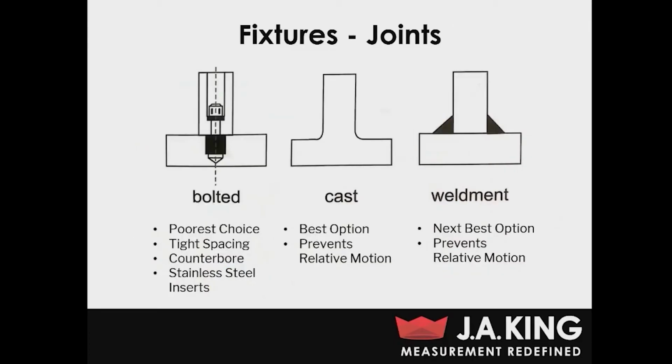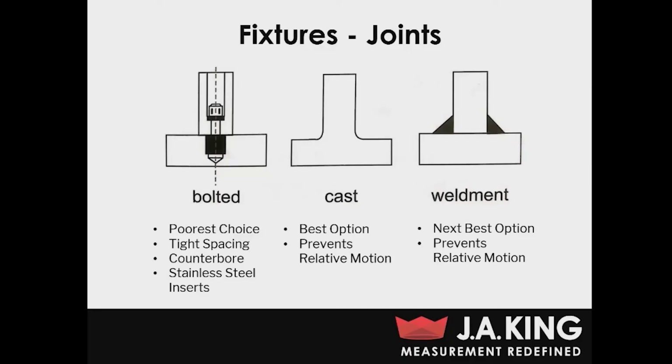Now, the next question that you're going to want to ask yourself is, how am I actually going to join this fixture together? The best option in terms of preventing relative motion is going to be a fully cast fixture. Unfortunately, that's not always the most realistic option because from a manufacturability standpoint, it's not the easiest way to make your fixture. And you also can't change up the configuration. Say you want to use your fixture for multiple different DUTs. It's really hard to do that with a cast fixture.